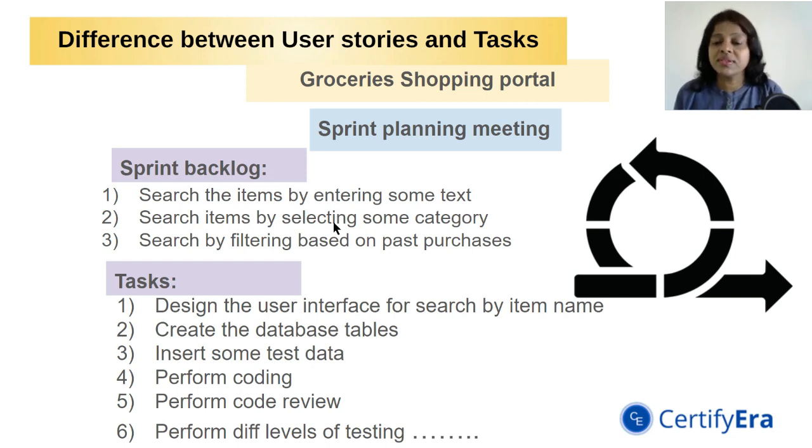So the primary difference between the user story and task is the user story will talk about a functionality or a specific feature or a function of the product, and task is the activity that the team is going to perform as part of a sprint. So this is the main difference between the user stories and tasks. So this is all about how do we decompose the user stories into tasks in the sprint planning meeting.